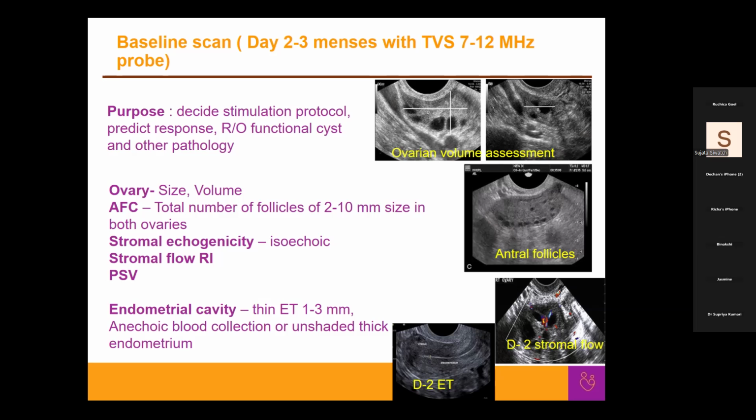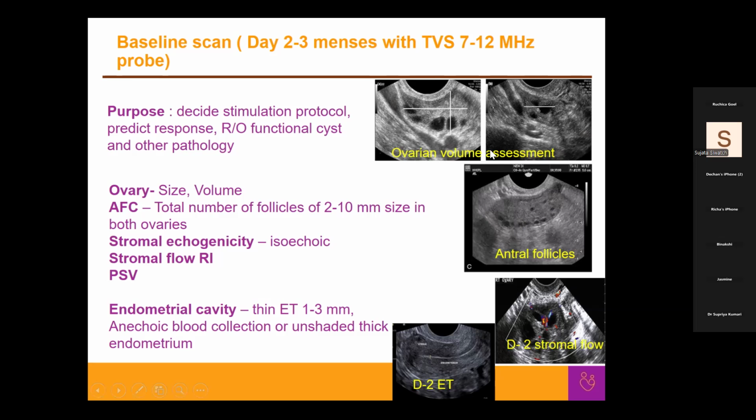And again, if it is possible, we have to look for the stromal flow, RI and peak systolic velocity also. The endometrium should be thin on the D2 or D3 scan, and we could find a little bit of anechoic blood collection or an unshed thick endometrium on the D2 scan. So these are some of the pictures.